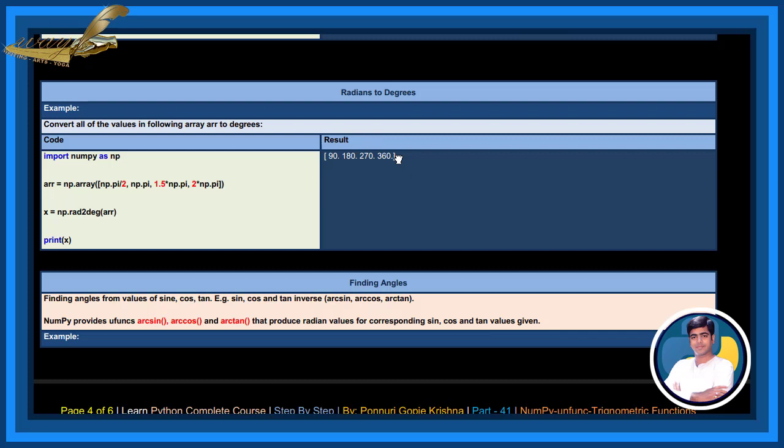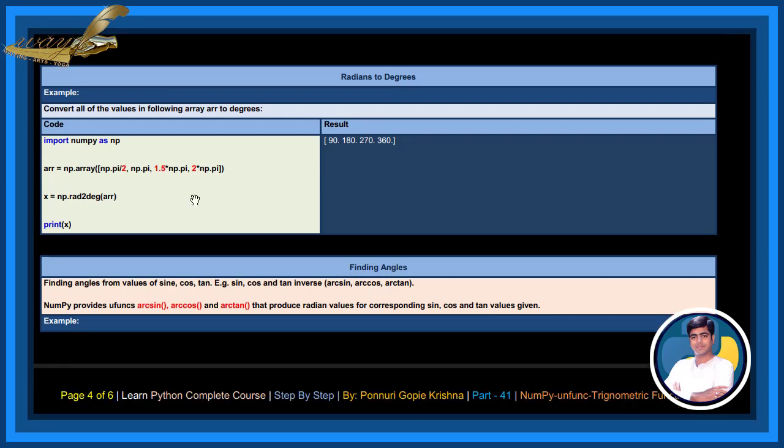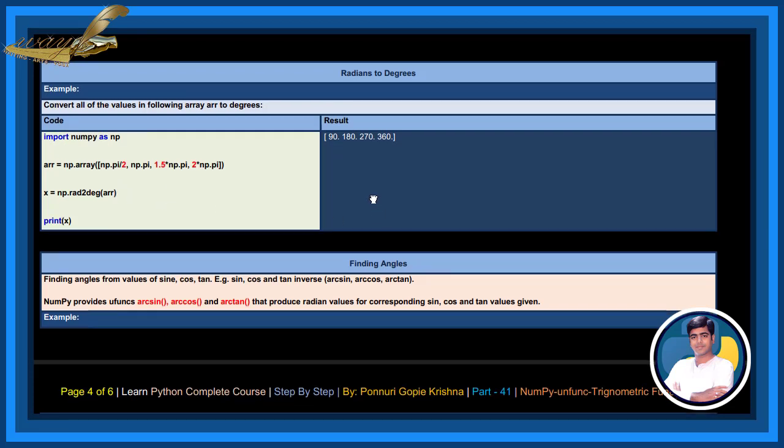Radians to degrees. Convert all of the values in the following array to degrees. See, by using this code, the result returns 90, 180, 270, 360.